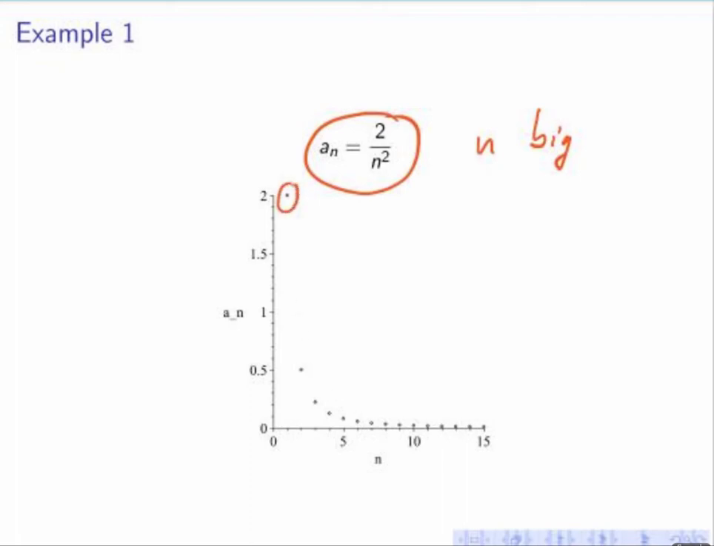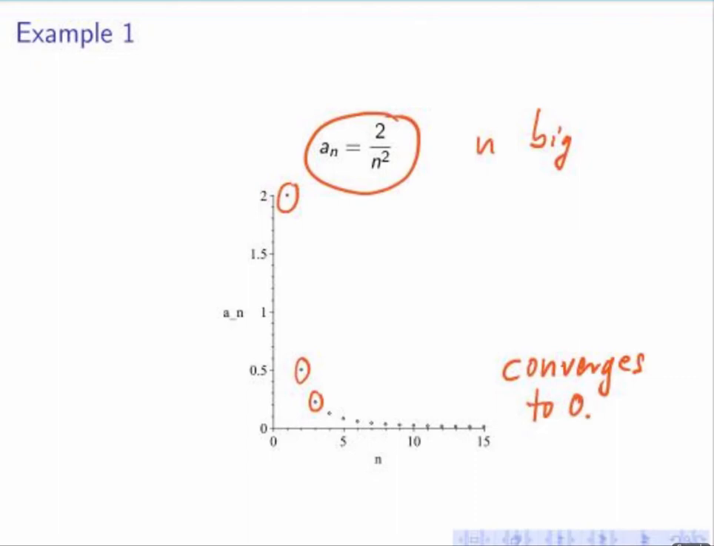So the first number is 2, then we get 1/2, then n is 3, n squared is 9, so we get 2 divided by 9, etc. So this sequence seems to get closer and closer to 0. And in fact, we will later see that this is convergence, and we say this converges to 0.